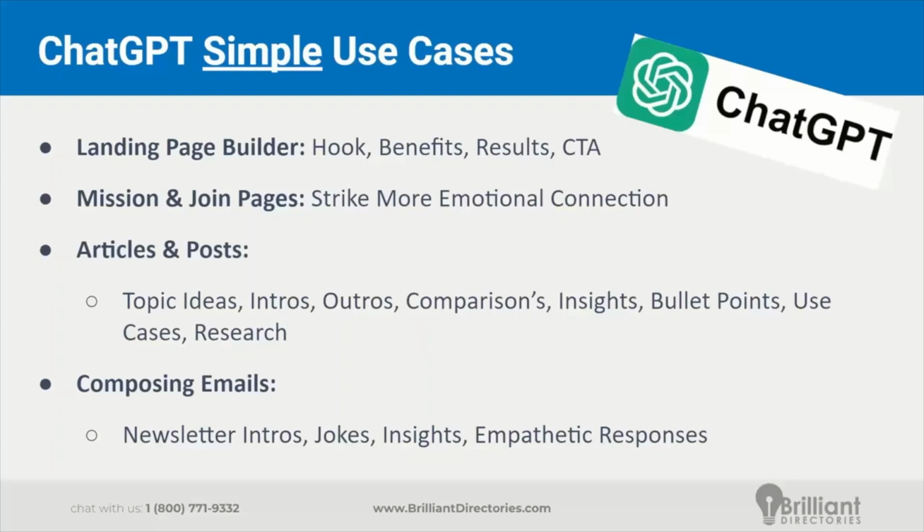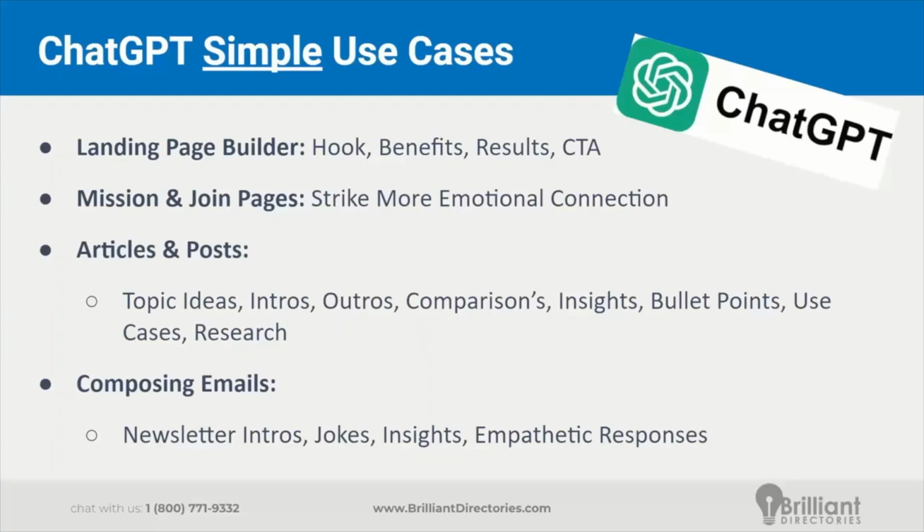So ChatGPT can help you come up with topic ideas, writing intros and outros. With the outros, you might want to ask it to include a call to action, like, ready to find the plumber in your area? Click here, and you can put a link to the directory after this article about the benefits of working with a certified plumber. You can ask it to do comparisons in time, comparing industries, comparing ideas or thoughts or perspectives, and you can use that in your article.